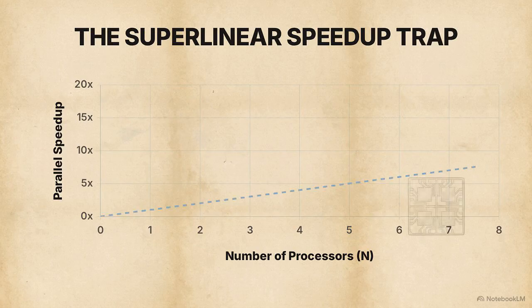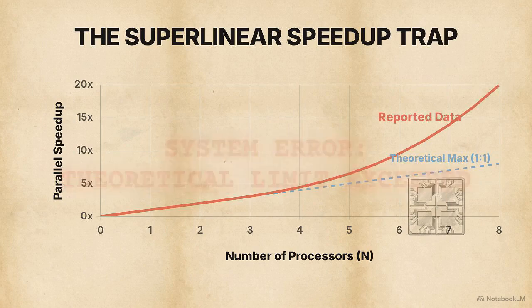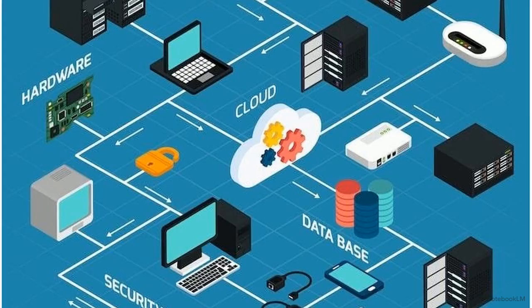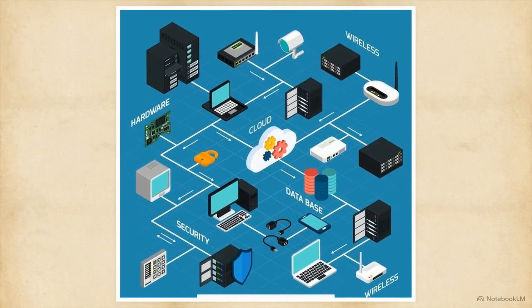Researchers often fall into the superlinear trap, reporting performance gains that exceed the physical capacity of their hardware, simply because they are measuring against an unoptimized sequential baseline. This schematic illustrates the scale of the environment we have to measure. Evaluating parallel performance means tracking data from localized hardware components out to sprawling cloud infrastructure and external databases.